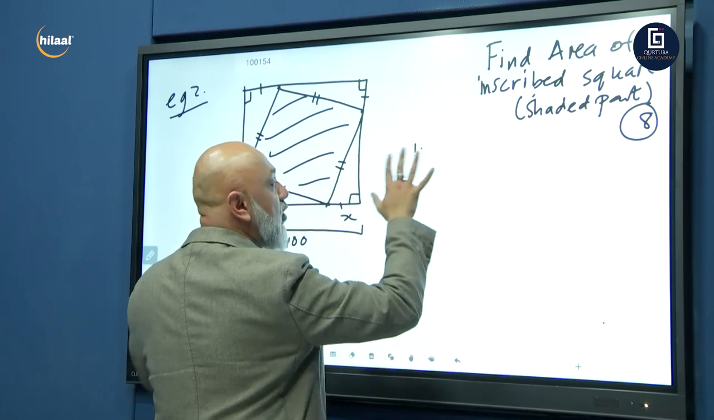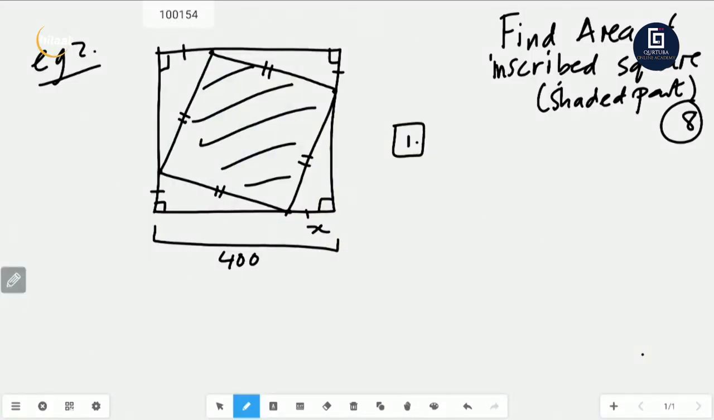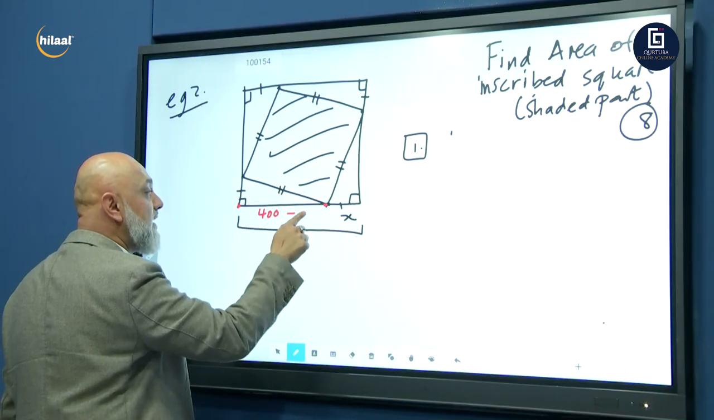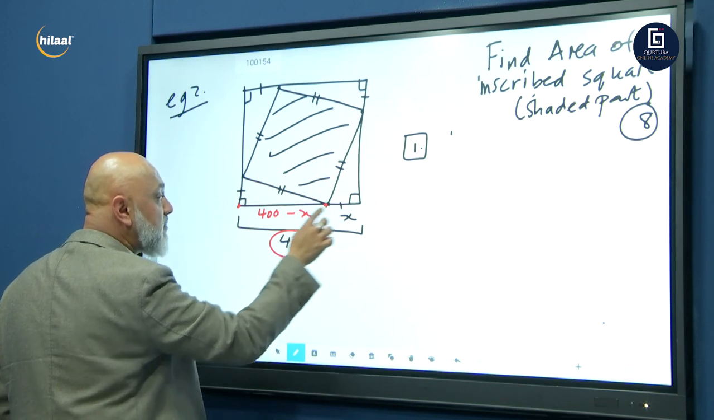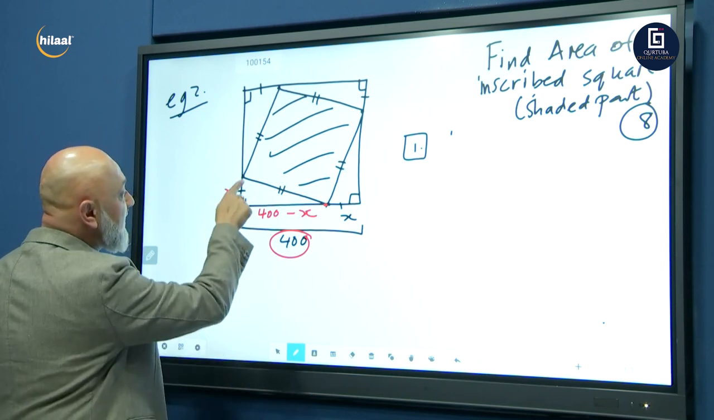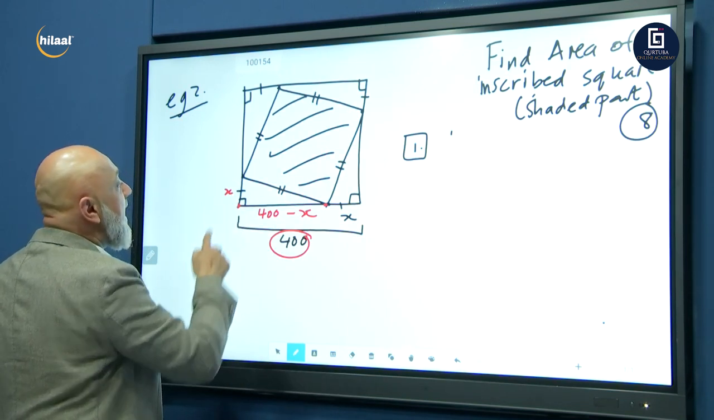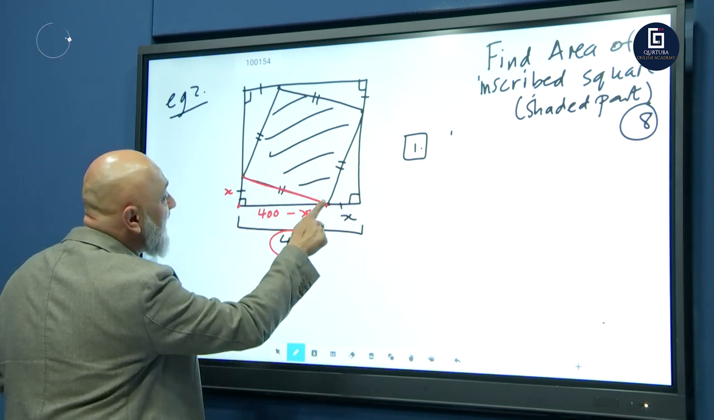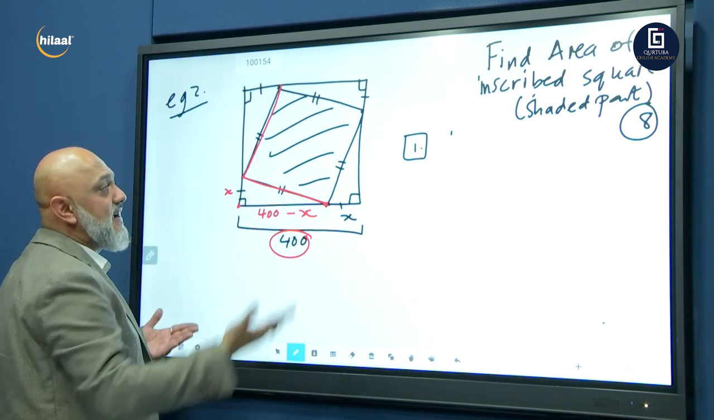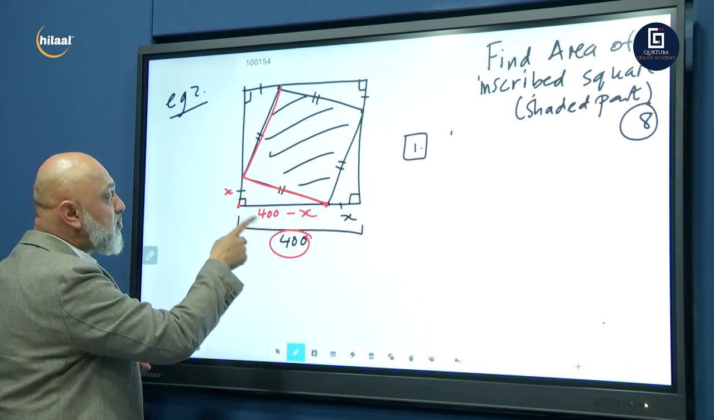Question number one, or step number one, part number one. We're going to say, now look here. If from here to here is x, and this whole side is 400, obviously this little piece from there to there is going to be 400 minus x, the total minus that piece. So there we go. That's 400 minus x, and that's x. Now, you do agree with me. This is a triangle, a 90-degree triangle. I can use Pythagoras to find the one side. And remember, if I get the one side, obviously, I'll get the other side, and that's how I'm going to find the area. So I'm going to use Pythagoras here.